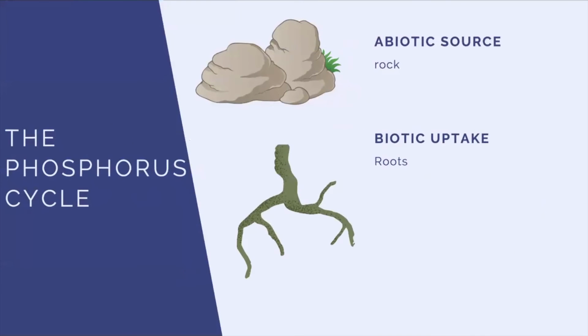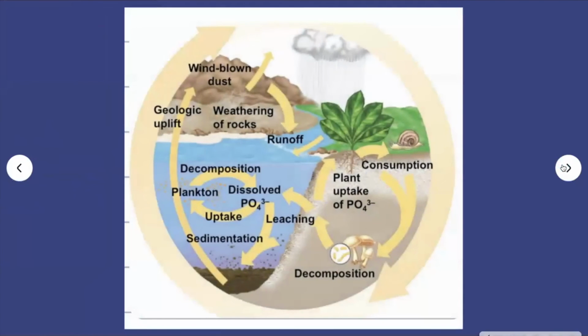And lastly, we have the phosphorus cycle. This is a simple cycle. There is very little phosphorus in the air. The abiotic source is rock in the form of PO4. Weathering of rocks allows phosphorus to enter aquatic and terrestrial ecosystems, and the biotic uptake is through roots. Plants and phytoplankton absorb phosphorus and make it available to consumers like the little bunny we had talked about.